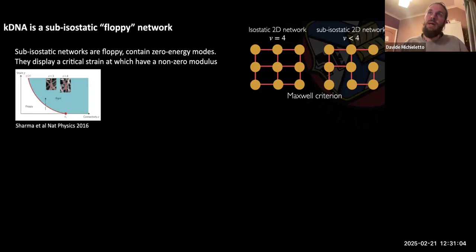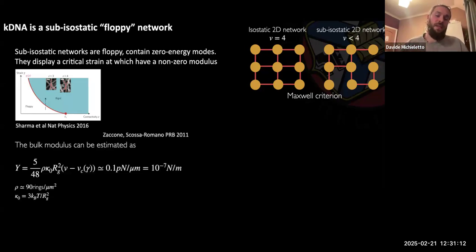And so we started to do some analogy with other sub-isostatic networks, for instance, collagen networks also have that. And through similar calculations, we could estimate the bulk modulus, because we wanted to know the material properties of this network. So the Young modulus, we can estimate it if you know the density of the rings, which we know, and the elasticity of a single ring, which is essentially given by the inverse of its radius of gyration. This is a polymer physics argument: it is proportional to kBT divided by how big it is, and that gives you more or less the entropic spring.